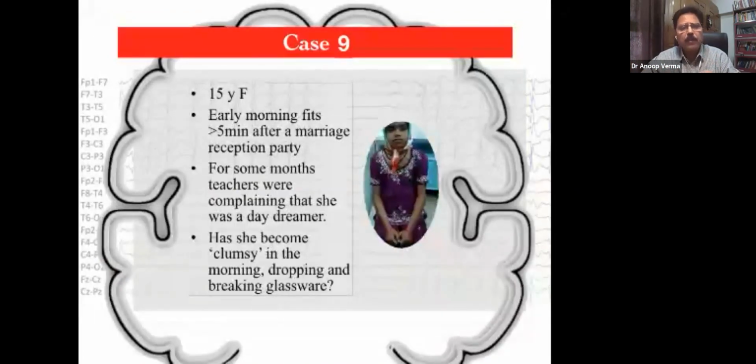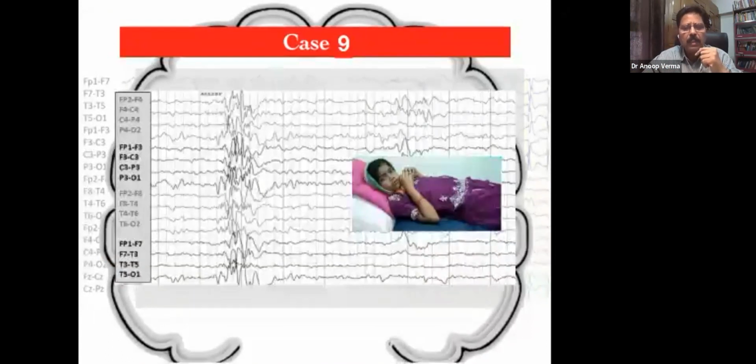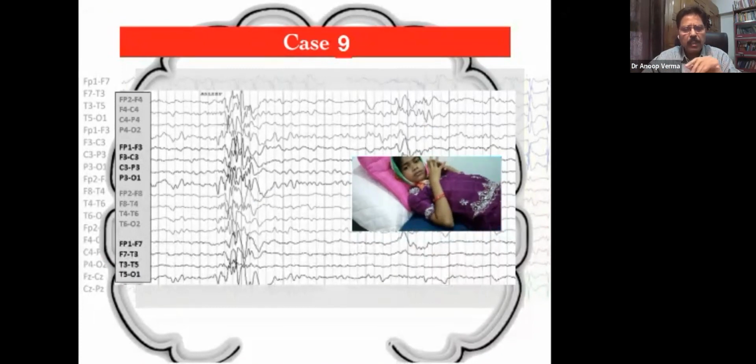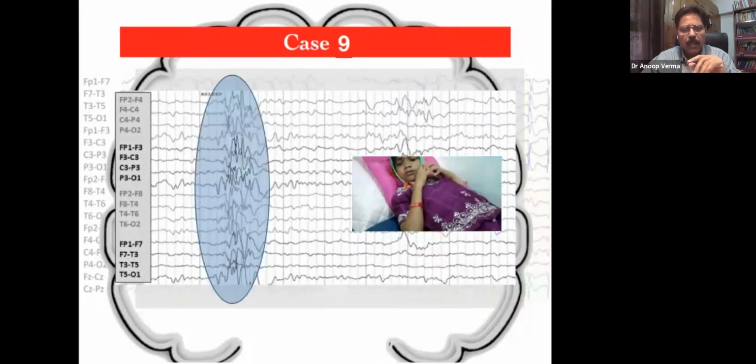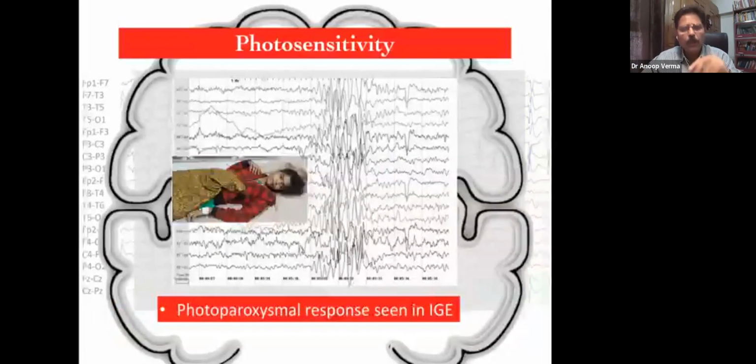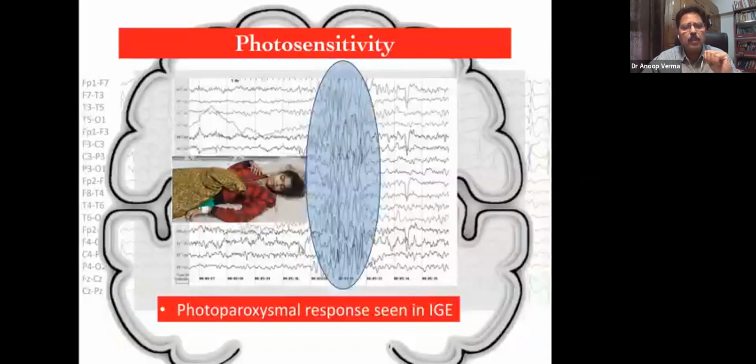Another patient in front of you, early myoclonic jerks are there. EEG reveals the presence of polyspike discharges. You are seeing here a very classical generalized paroxysmal pattern of generalized myoclonic epilepsy. You are seeing that photosensitivity is very, very important in this patient.